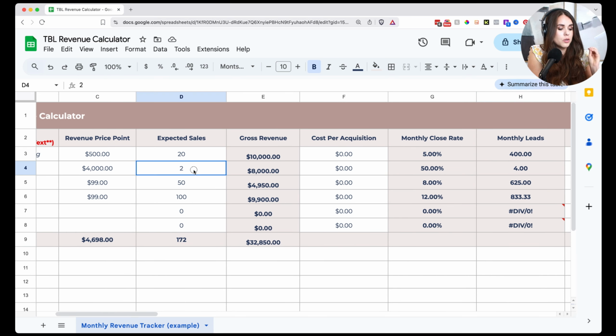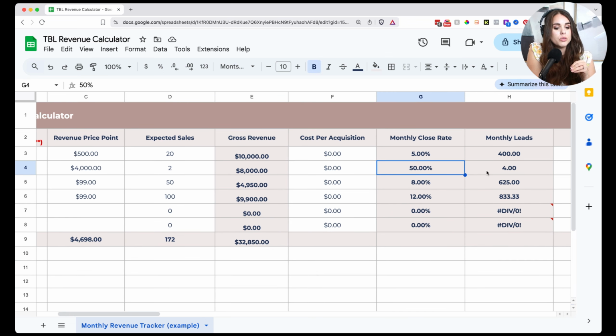If I want to close 2 leads every single month, or at least, as I'm getting started, and I want to have a 50% close rate, then I just need 4 people to get on a call with me so that I can close them.